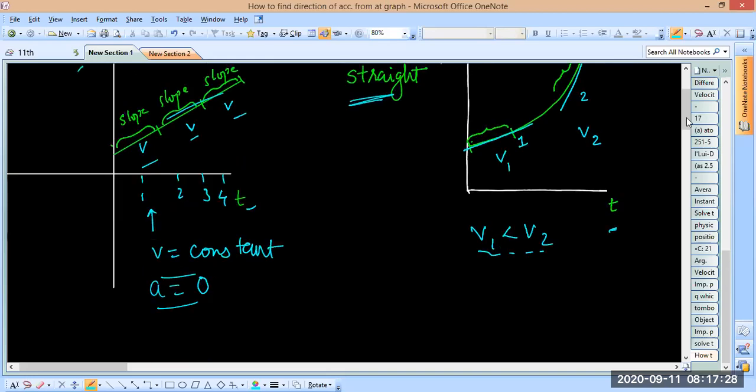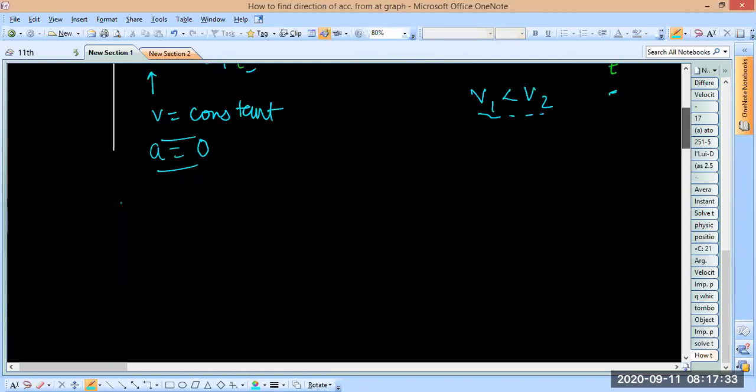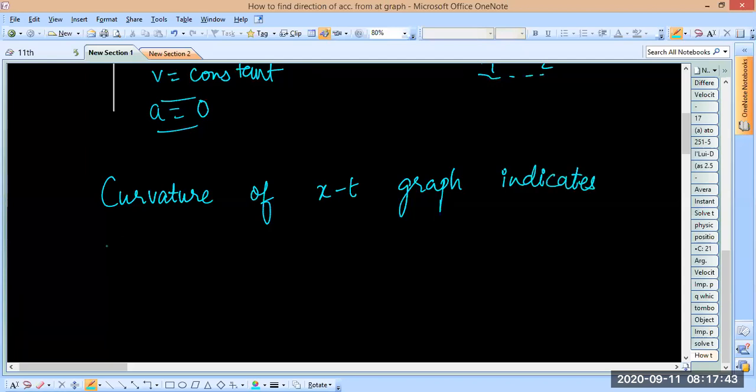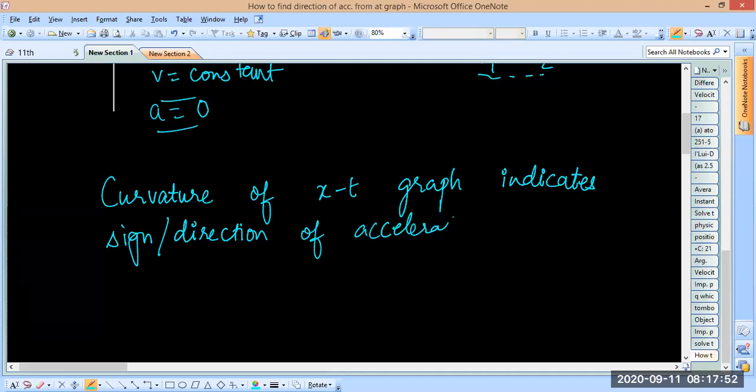So basically what this means is that, write this sentence: curvature of the xt graph indicates sign or direction, as you want to call it, of acceleration, right? Okay, curvature of xt graph indicates sign or direction of acceleration.